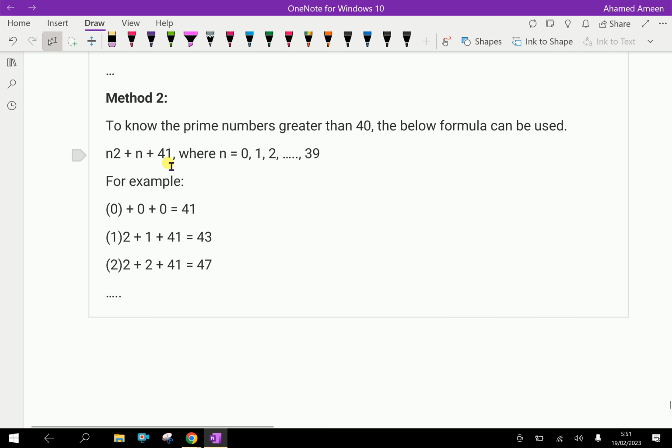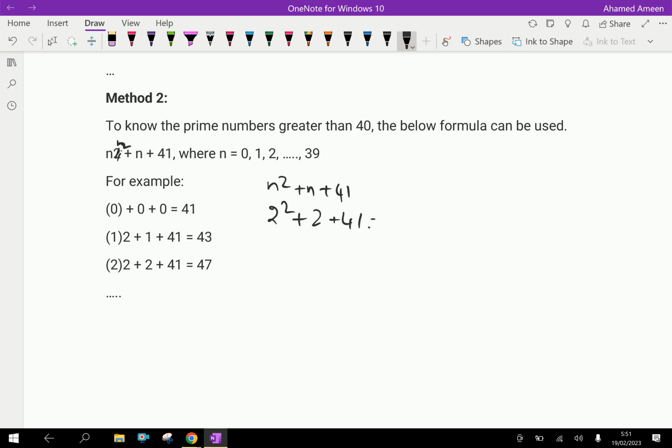Method 2: we know that a formula can be used to generate prime numbers greater than 40. This is n squared plus n plus 41. Suppose n squared plus n plus 41 is a prime number. Suppose n is 2: 2 squared plus 2 plus 41. 2 squared is 4, 4 plus 2 is 6, plus 41 is 47, which is a prime number.